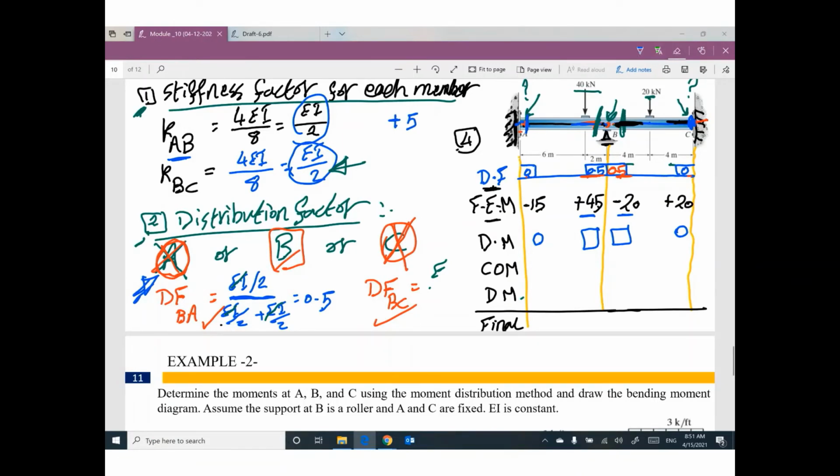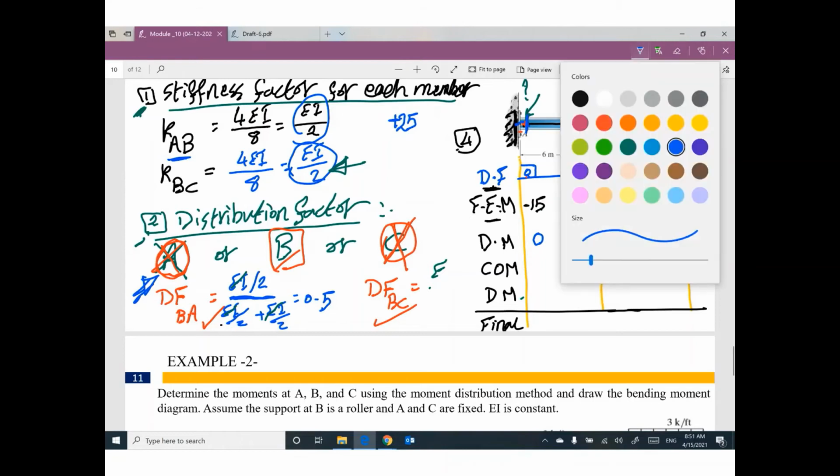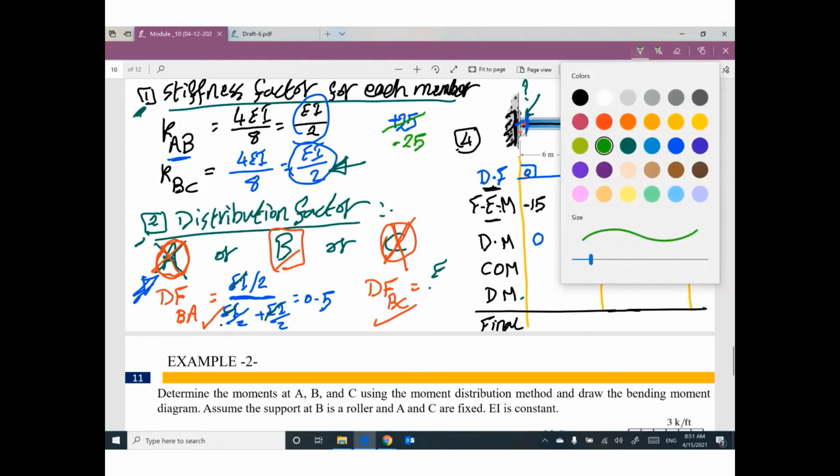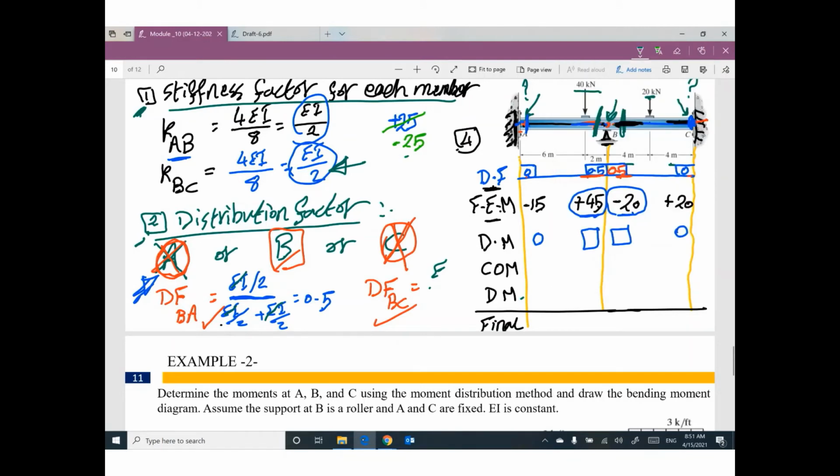Positive 25, I'm sorry. If you add this value, negative 20, plus this value, positive 45, I'm going to get positive 25. Can you change the sign? You got positive, make it negative. Can you multiply this value, negative 25, by this distribution factor, you can get negative 12.5.